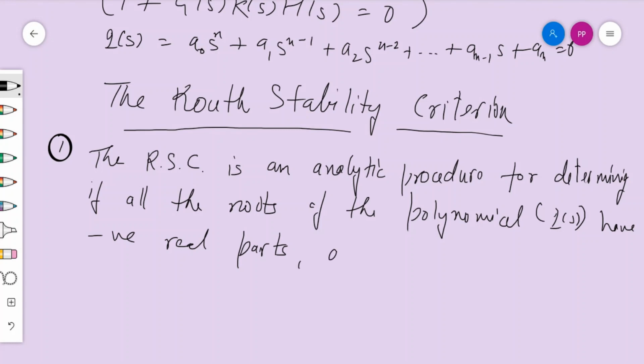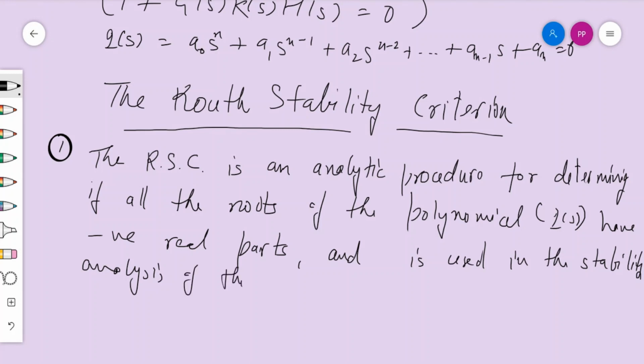and is used in the stability analysis of LTI systems, that is, linear time invariant systems.